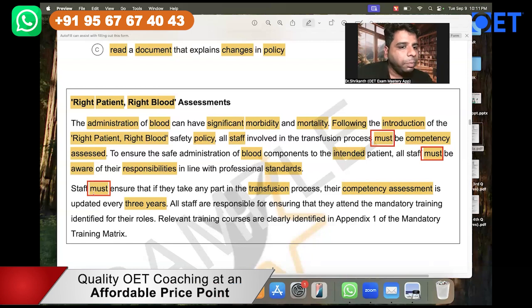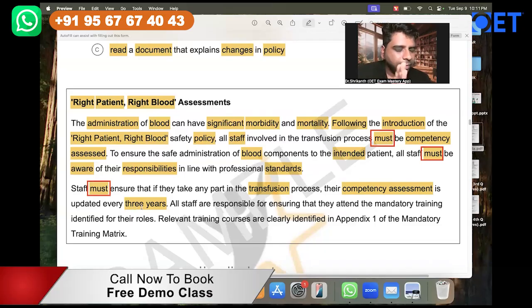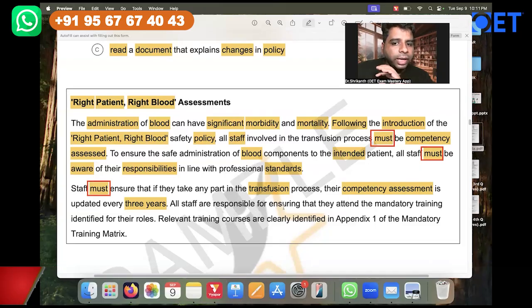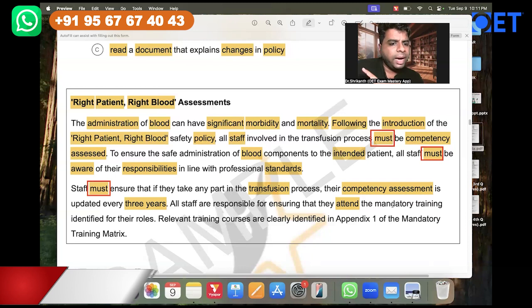So what is the compulsion over here? They must make sure that their competency assessment is updated every 3 years. Otherwise, if it is expired, they must not participate in the transfusion process. Now let's come to the next important thing. All staff are responsible for ensuring that they attend the mandatory training identified for their roles.